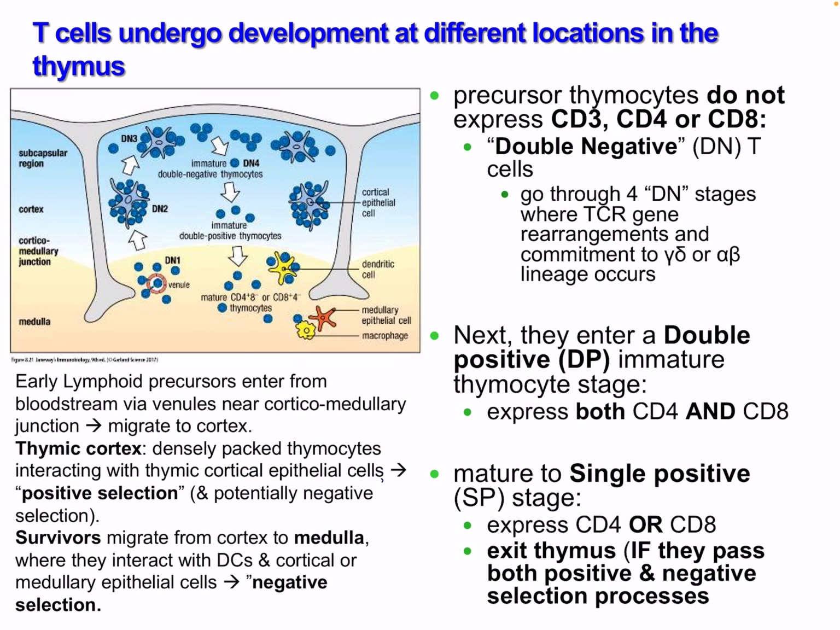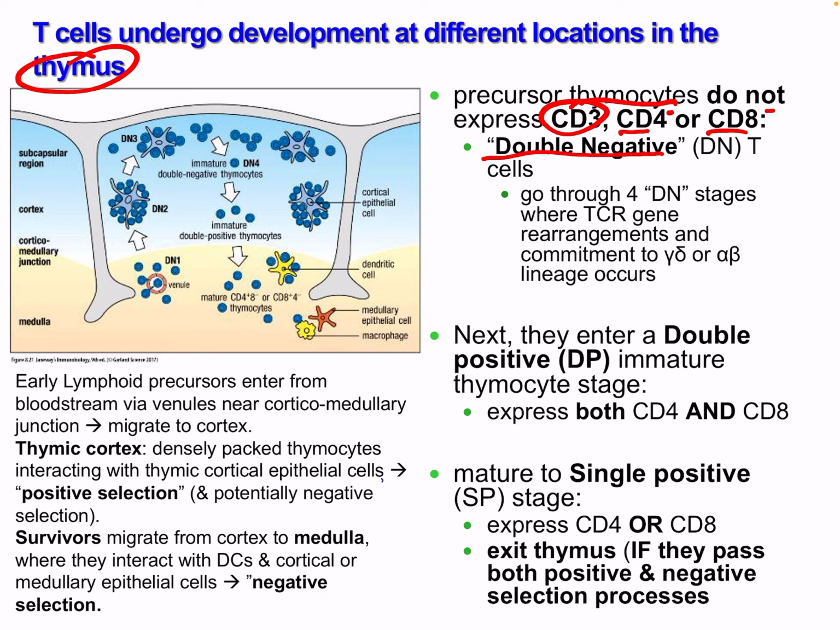So T cells undergo development at different locations in the thymus. The precursor thymocytes do not express CD3, which we know is expressed in all T cells at some point when they're mature, CD4 or CD8. These are considered double negative. So essentially, they're CD4 negative, CD8 negative.